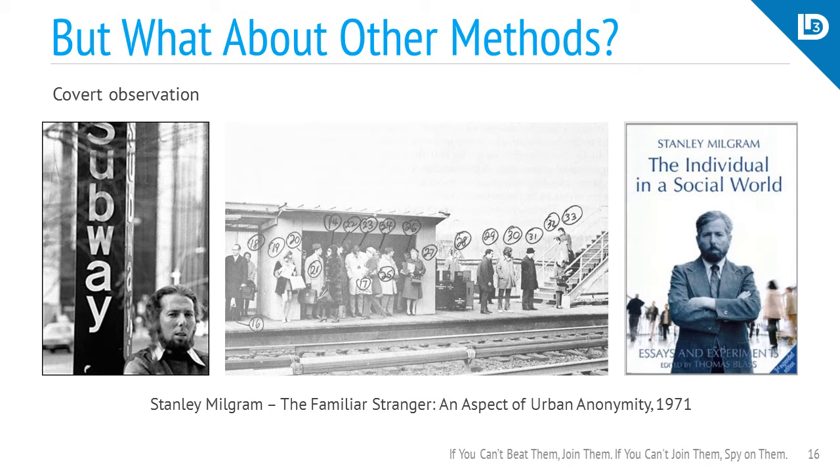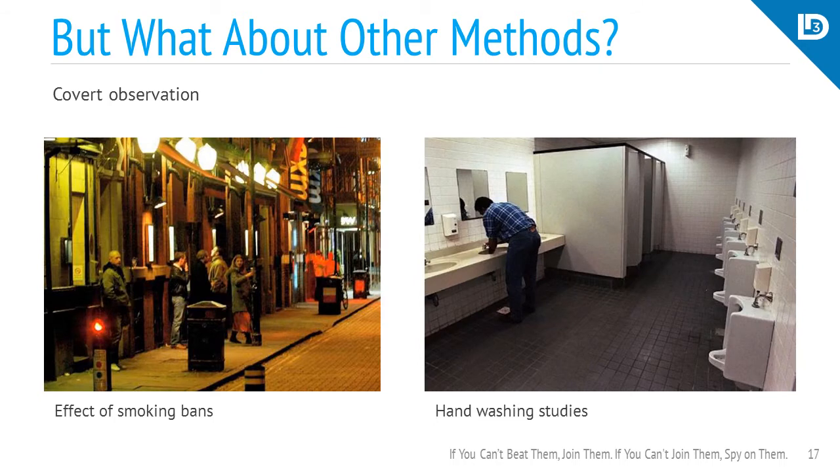And he found that a lot of people saw the same people every day waiting for the same trains at the same time, but they didn't ever talk to each other or introduce each other. So he called this the familiar stranger effect, and he wrote a paper and a book about this.